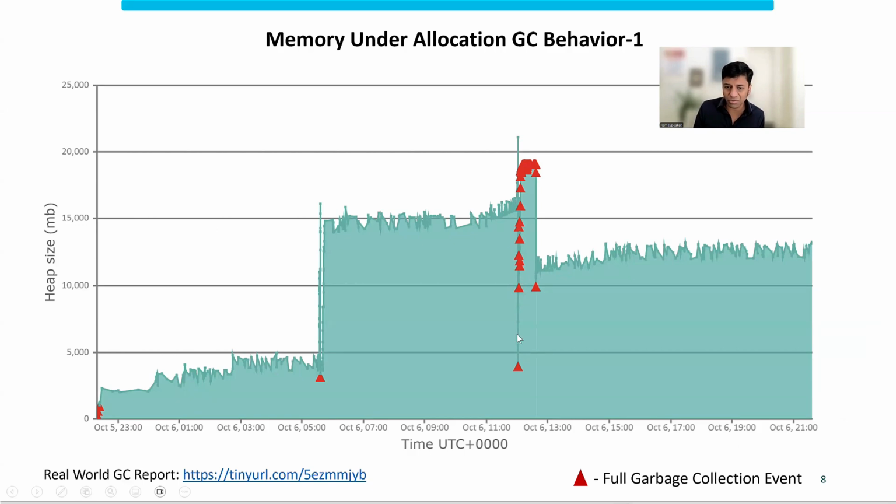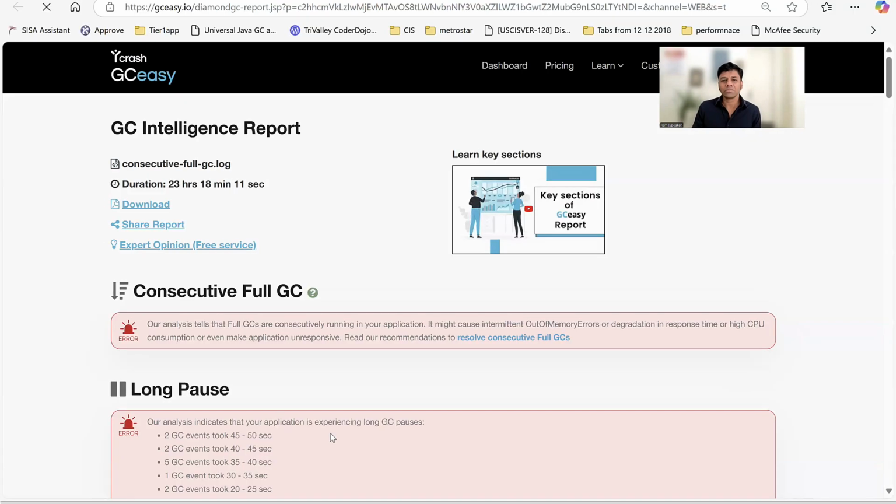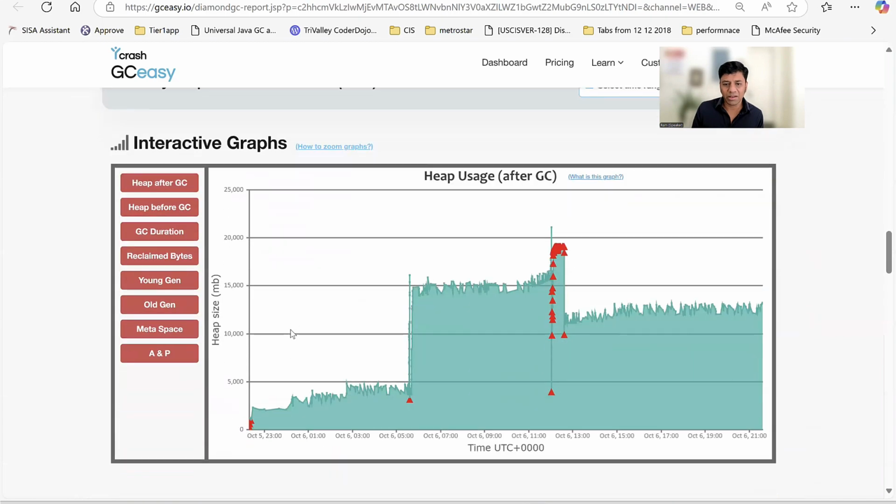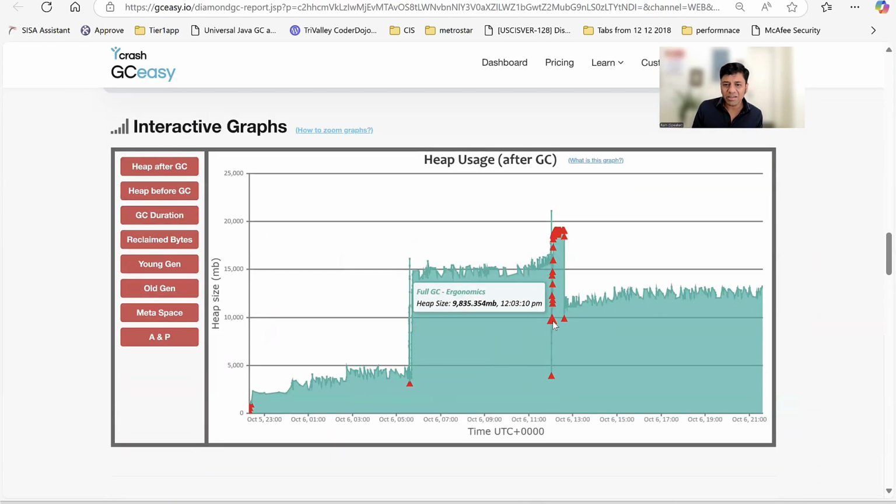You can see, just focus here. In fact, here is a live report. Let's go to this live report and look into this. See what's going to happen. Look at this. A cluster of red triangles indicates that a full garbage collection event is running. This is data for a 24-hour period. It happened on October 5th, for the entire day.